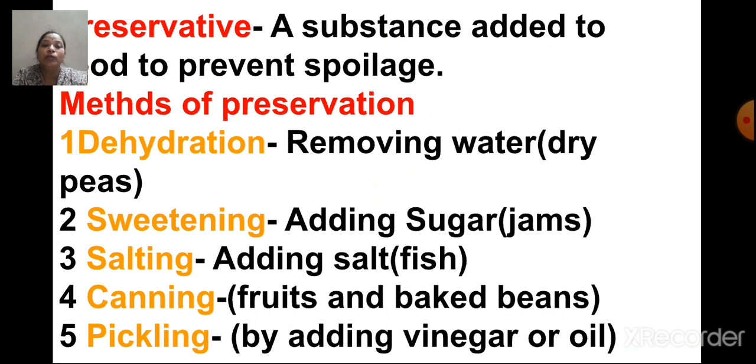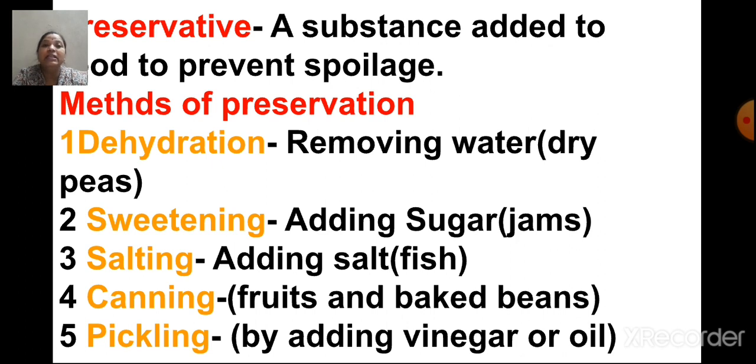Now we are going to discuss in detail the preservation of food. What is a preservative? A substance that is added to the food to prevent spoilage is called a preservative. Oil and vinegar are called preservatives. These substances act as preservatives. Now the methods of preservation.